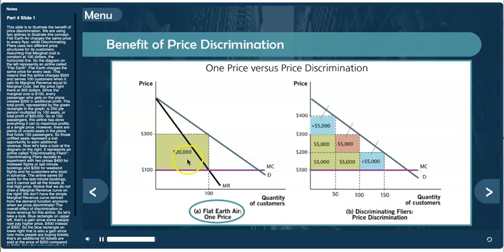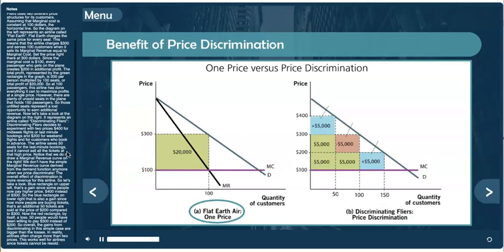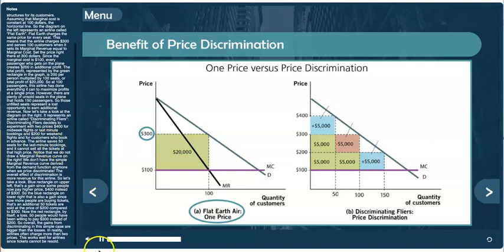So the diagram on the left represents an airline called Flat Earth. Flat Earth charges the same price for every seat. This means that the airline charges $300 and serves 100 customers when it sets its marginal revenue equal to the marginal cost and sets the price right there at $300. Since the marginal cost is $100, every passenger who gets on the plane creates $200 in additional profit.